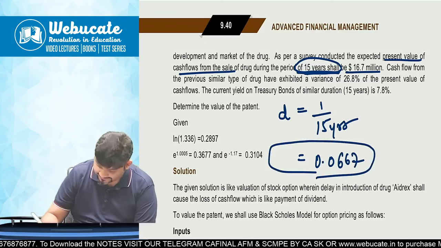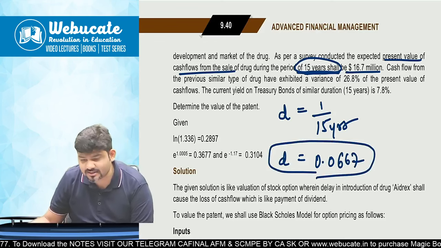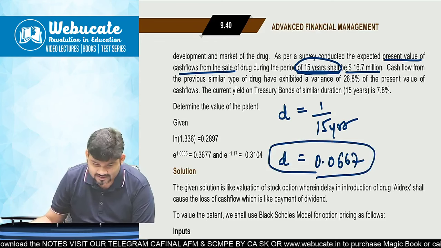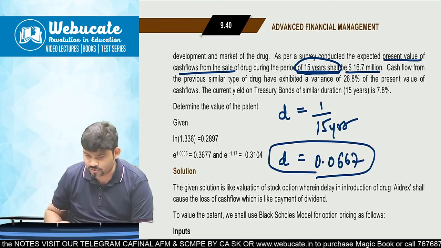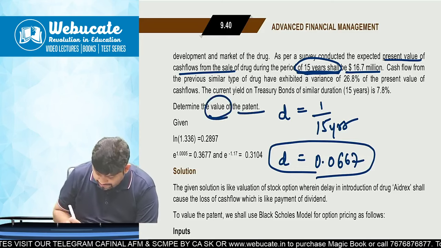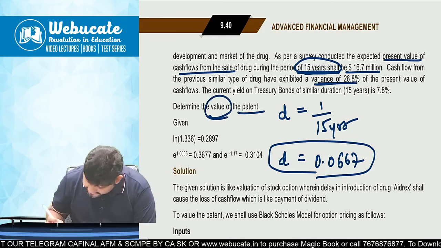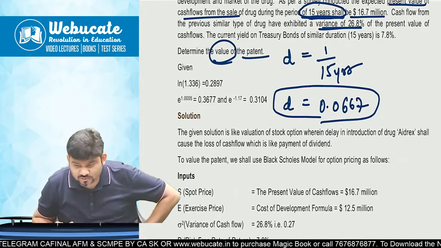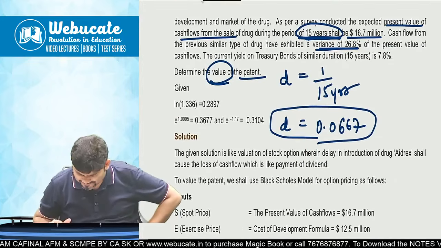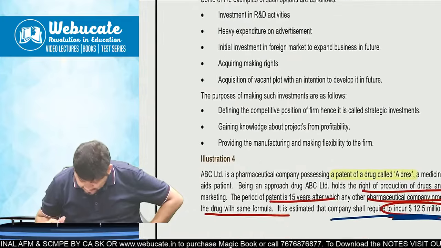Got it? So, that is going to be your D. Sir, how we understand it is value of call? Good question. See, first, value of the patent that they've asked. One, there is variance of 26.8%. So, we know that the Black and Scholes method is to be used.